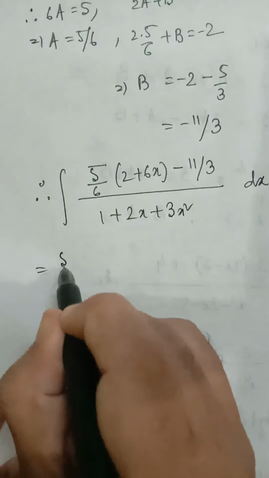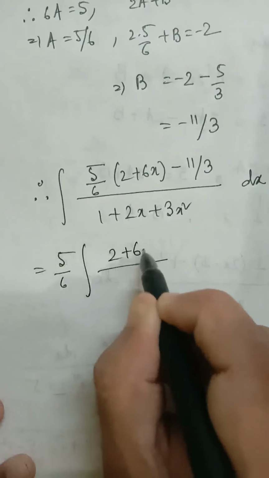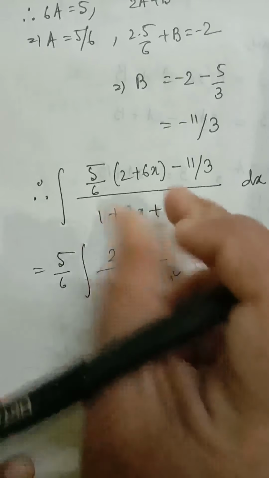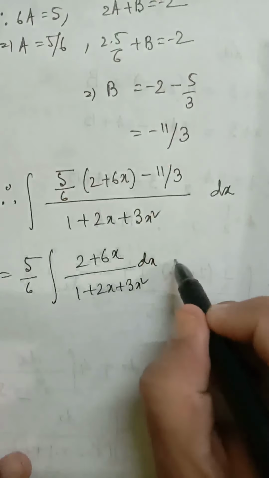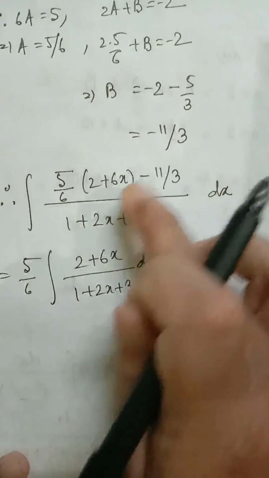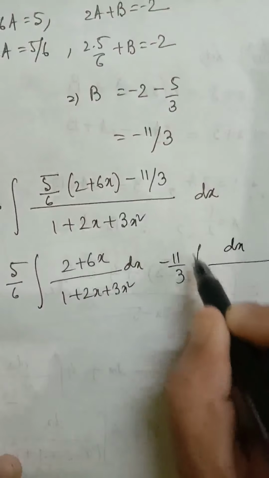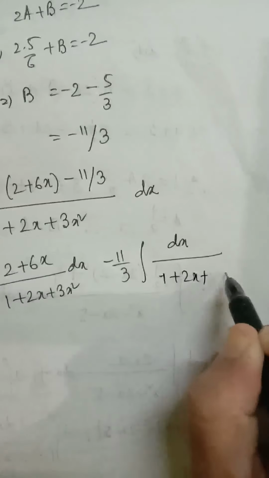5 by 6 is constant, so 2 plus 6x by 1 plus 2x plus 3x square, this by this, minus 11 by 3, this by this. 11 by 3 is the constant, so you can write it outside the integration sign, dx by 1 plus 2x plus 3x square.